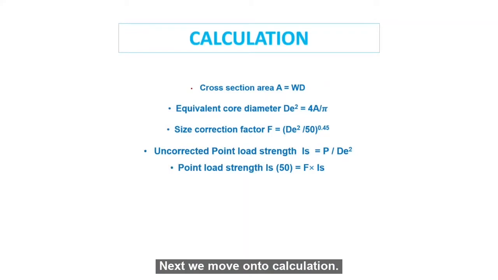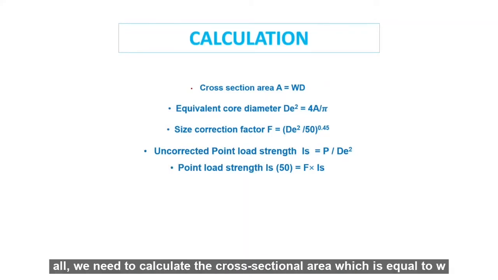Next, we move on to calculation. So in this experiment, first of all, we need to calculate the cross-sectional area, which is equals to W times D. And then we can find the equivalent core diameter, which is equals to 4 times the cross-sectional area that we obtained earlier over pi.